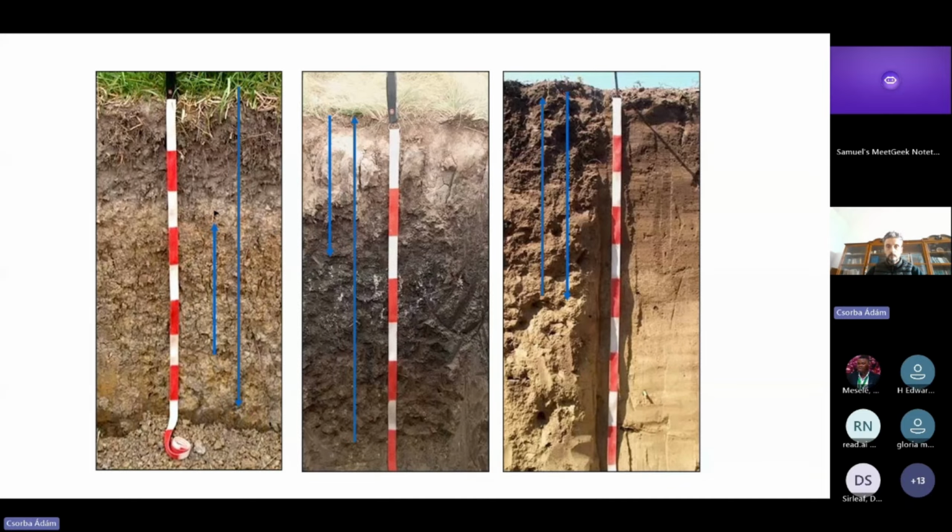And we have soils in which the amount of water moving down is approximately the same as the amount of water that travels upward. This water regime is mostly characteristic of the continental climates.